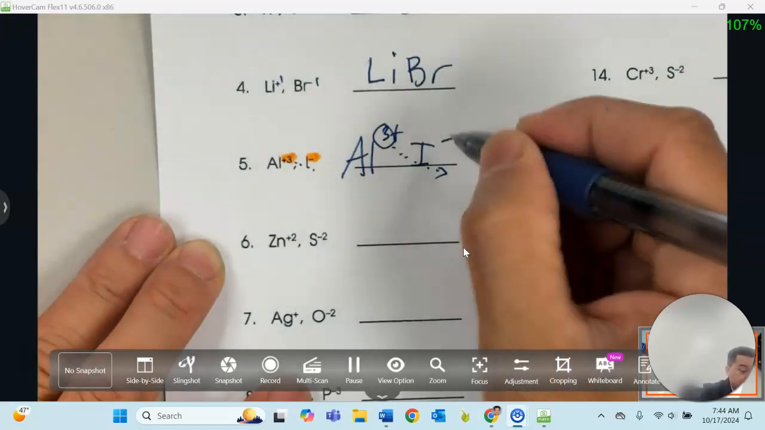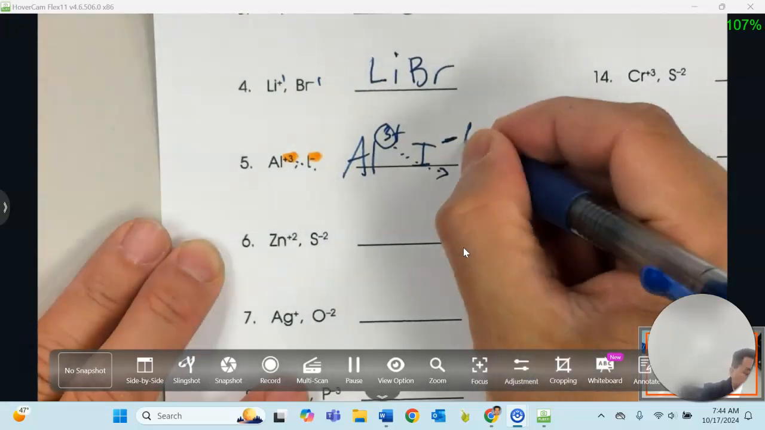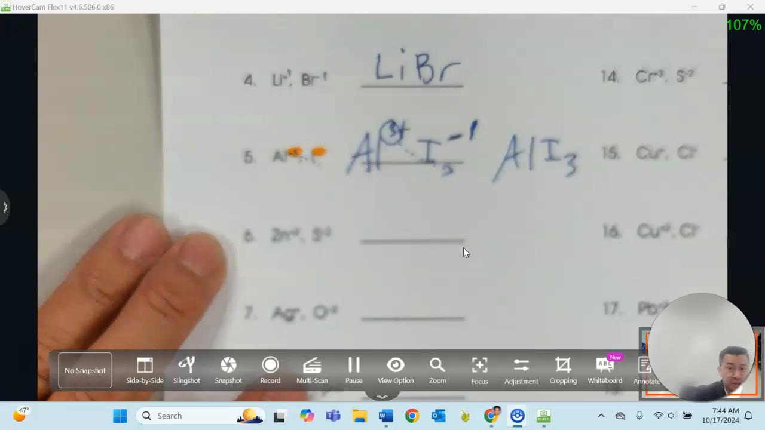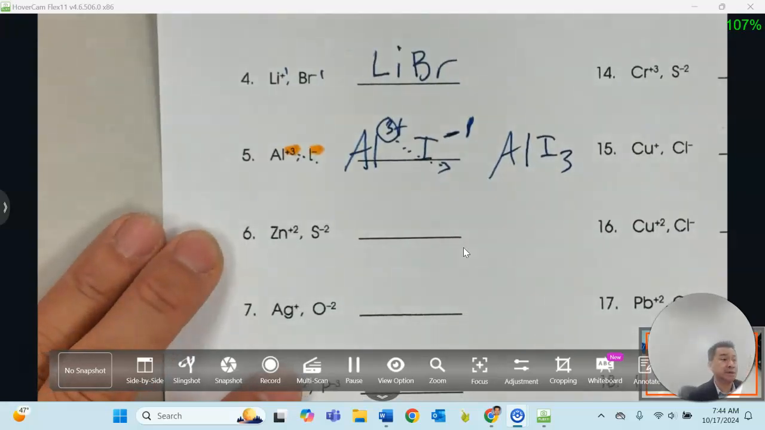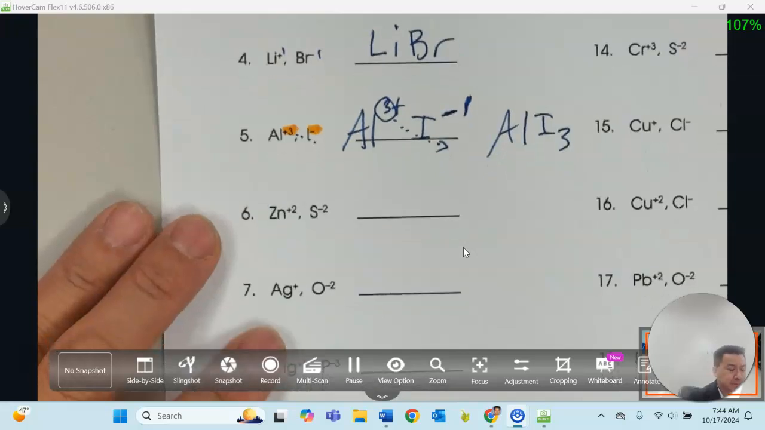Okay. If it's a -1, you don't need to cross the 1. So this is -1, you don't need to cross the 1. Because the 1 is understood, just like in algebra. If you write 1x, you don't write 1x. You just write x. Okay.